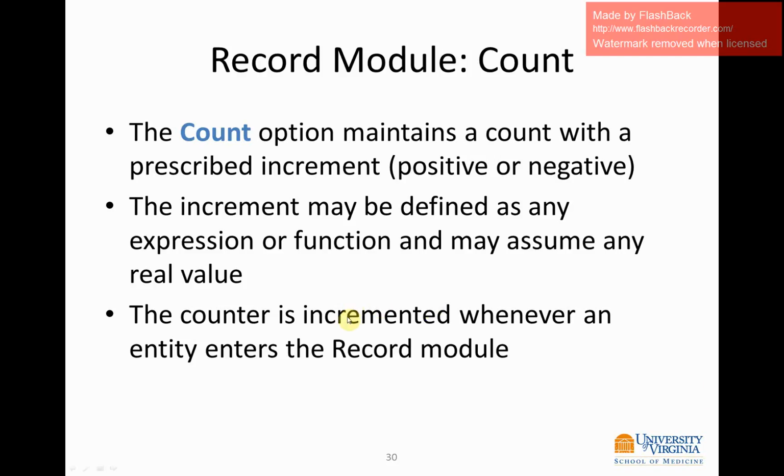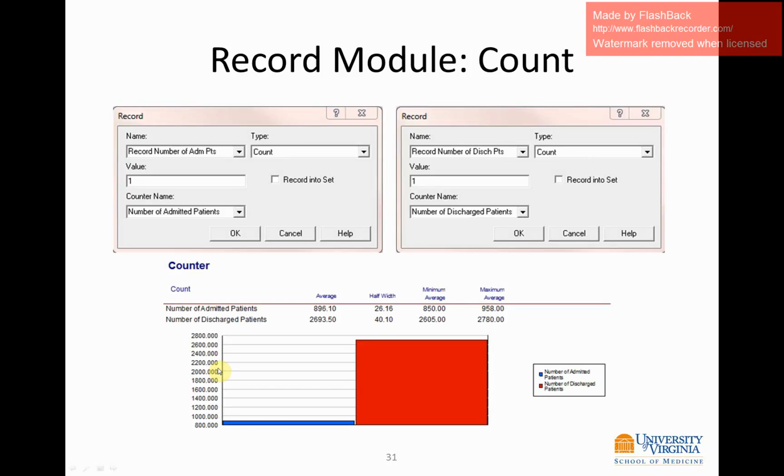And this value changes every time an entity enters the record module that you've set up. So if you wanted to count the number of admitted patients versus the number of discharged patients that are going different directions out of the ED, say, then you would place a record module under each arm, give it a name for what you're trying to record, select the type of count, and the value that you'd want to increment by would just be 1 for each side. And then the counter name is what's going to appear in your output. So you just want to set that so that it's something meaningful to you to know where to look for the output in your files at the end of the simulation run.